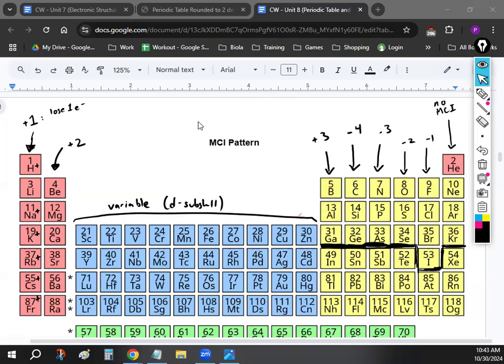No, they're synthetic. Anything past uranium-92 is man-made. They don't occur in nature. And that's why we don't really look at them in this class, because we don't really interact with them very much. No, not inorganic, not so physical.